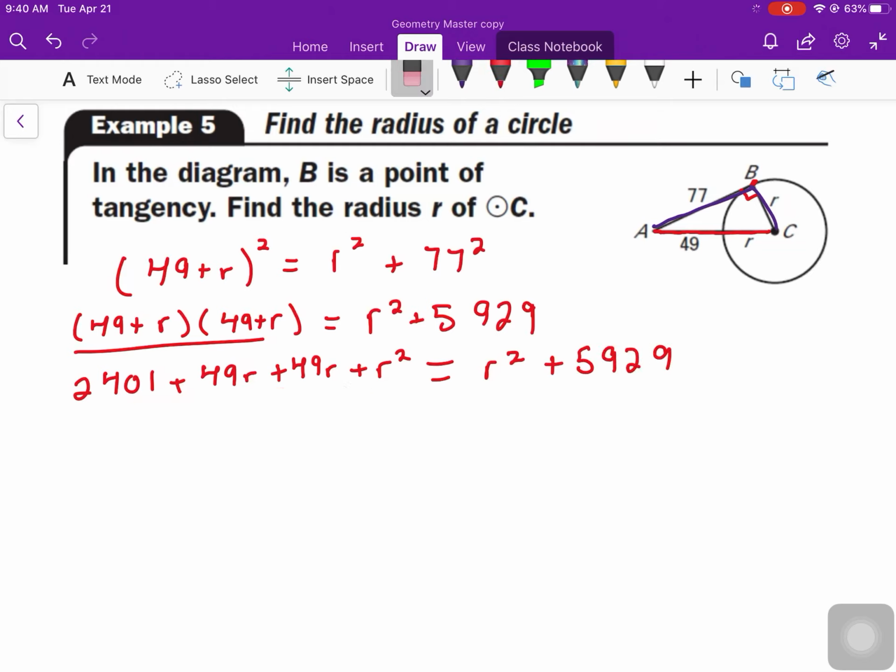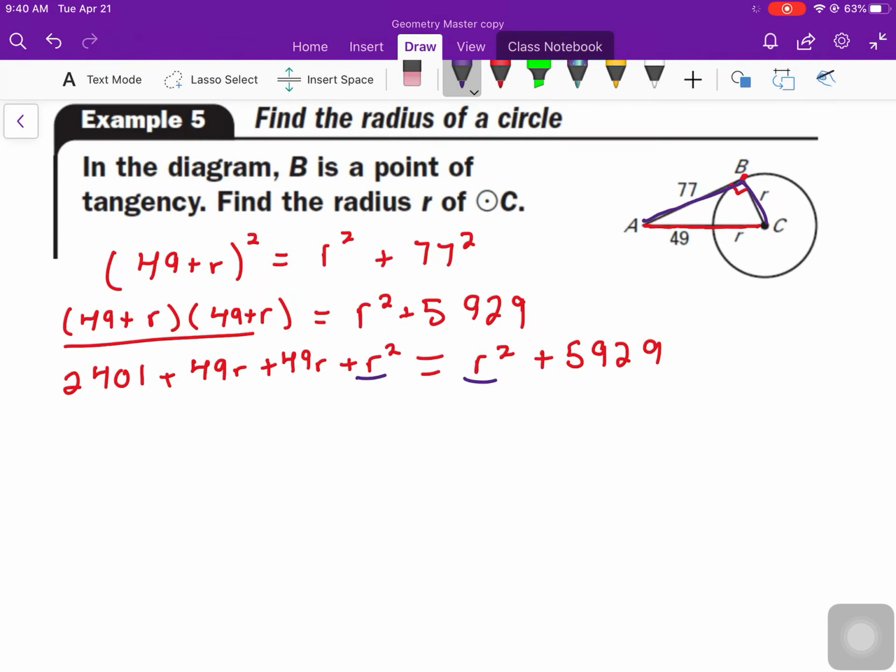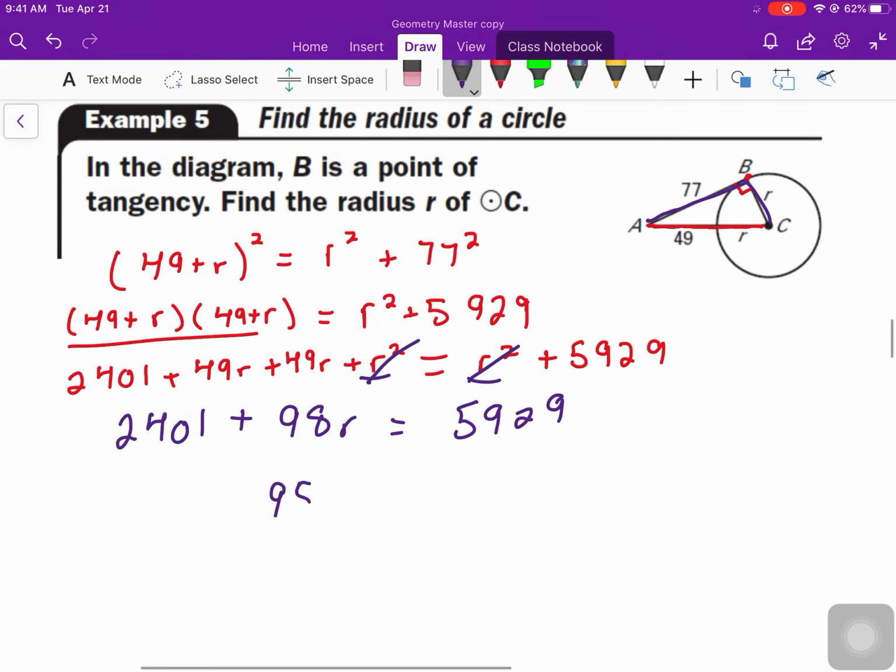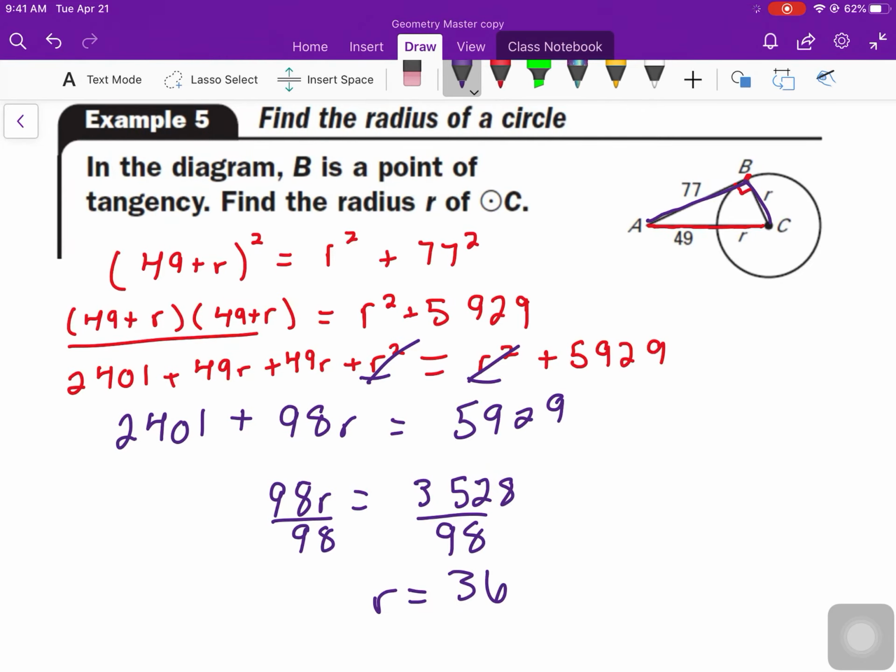Now, you might think, holy cow, Mr. Cieslak, that looks really ugly to solve. Here's the nice thing. Notice I've got an r squared and an r squared here. They're gone. As soon as I move those over, they just cancel. So on the left, all I have is 2401 plus 49 plus 49 is 98r is equal to 5,929. I can subtract 2401. So I'm going to get 98r is equal to 3,528. Divide both sides by 98. And I'm going to come up with an r value of 36.